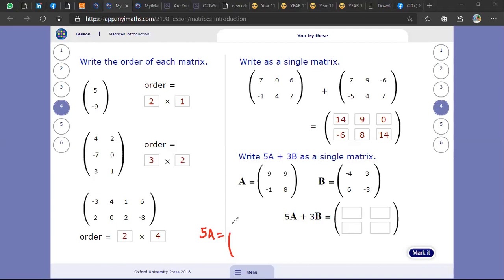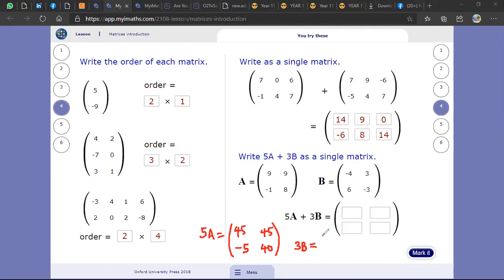5 multiplied by each of the elements. So 5 times 9, I'm going to have 45. And then 5 times 9 again, another 45. 5 times minus 1, I'm going to have minus 5. And then 5 times 8, I'm going to have 40. So this is 5A. Now let's do 3B.